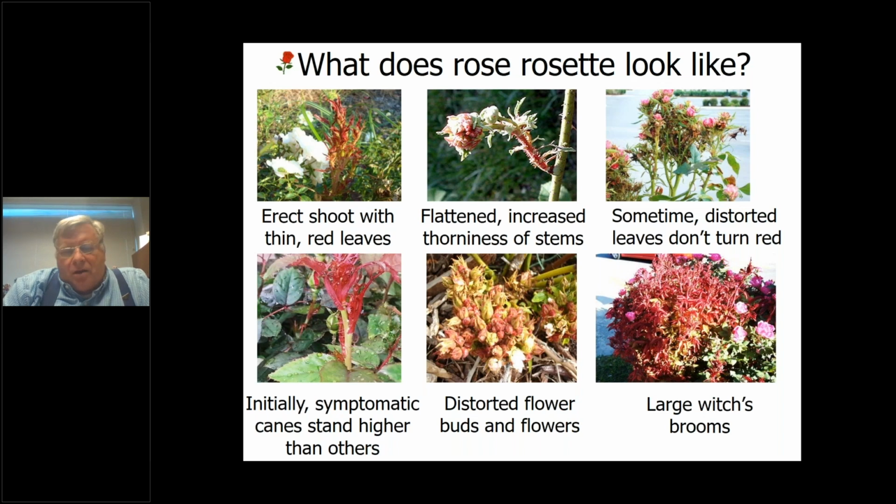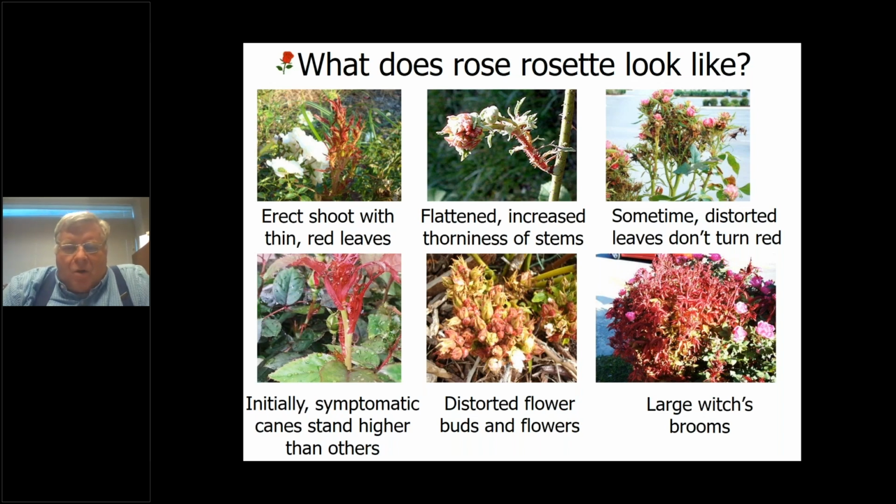Often what I do is look on a shoot that I think is rose rosette, look on a shoot of the same plant that is not showing symptoms, and then look at the difference to see if the thorns look the same. If it's rose rosette, often they do not. Now, sometimes they'll form these witch's brooms or rosettes. The witch's brooms can become quite large.